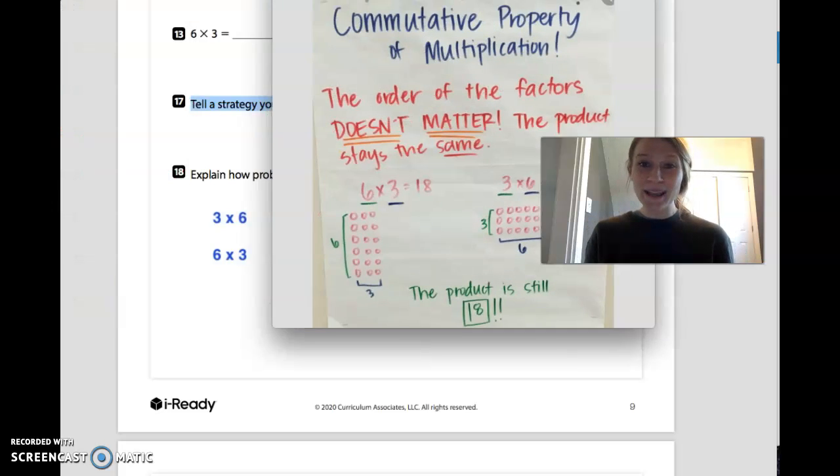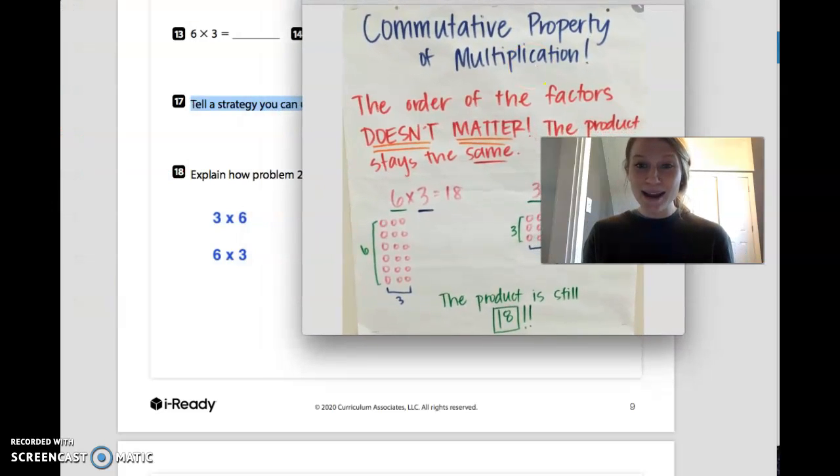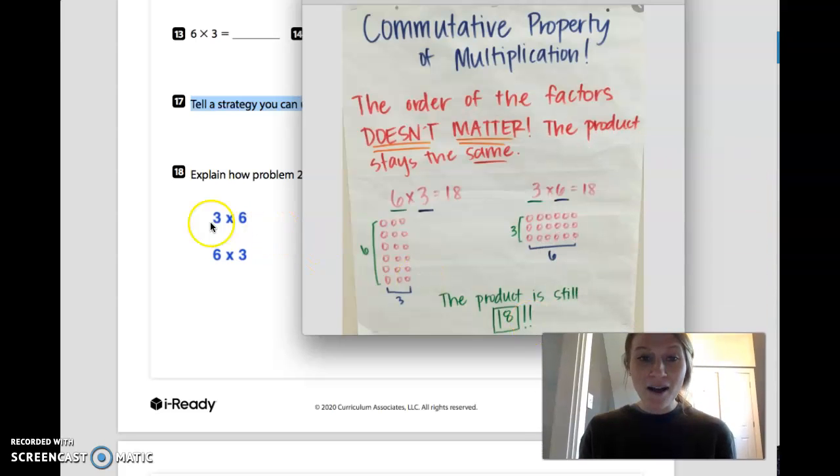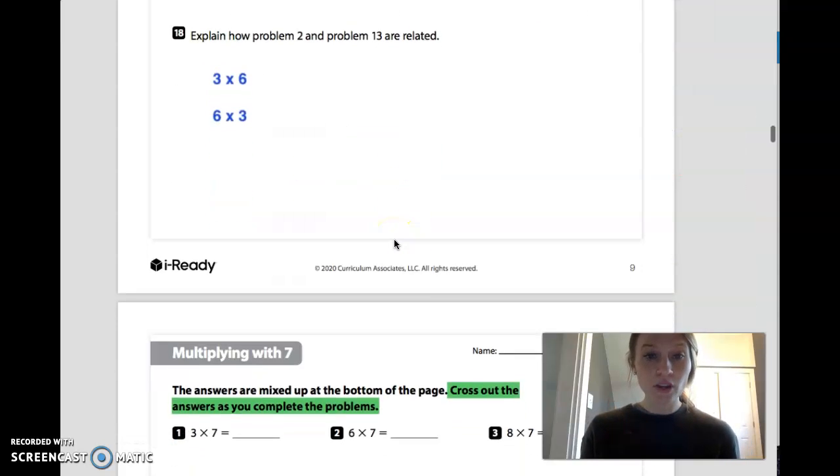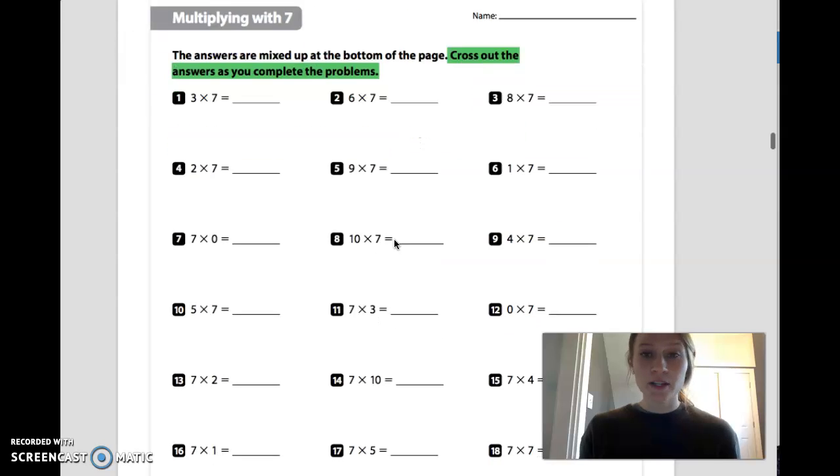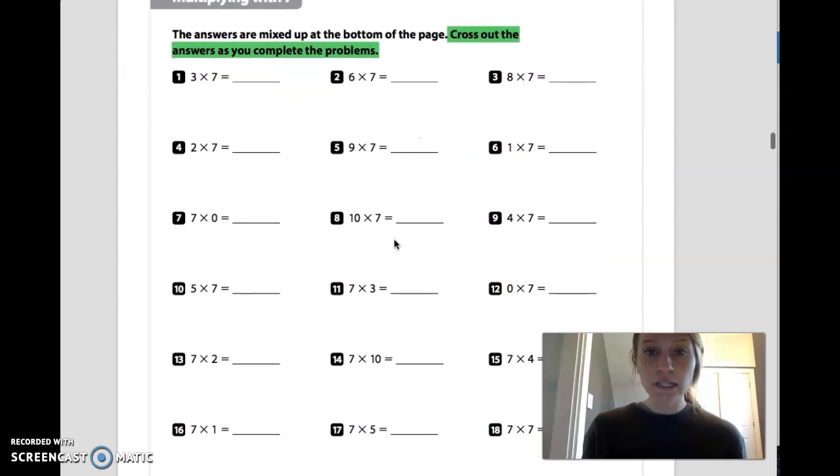I'll put it up again. It might make your brain think about something. How are these 2 problems related? Look, it's on the chart. So we know this property. So make sure you use a sentence when you explain that. You guys got this. Okay, let's keep going because remember, we're trying to get these pages done today.